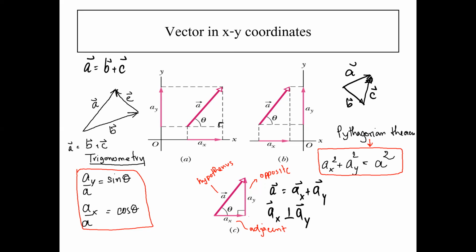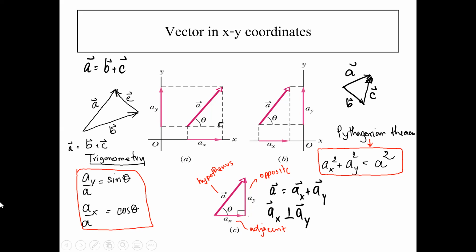So you can use the Pythagorean theorem to say that Ax squared plus Ay squared equals A squared. And then you can also use trigonometry: Ay, which is the side opposite to angle theta, divided by the hypotenuse A, the magnitude of the total vector, equals sine theta. And the magnitude of Ax, which is the side adjacent to angle theta, divided by the hypotenuse A, is cosine theta.